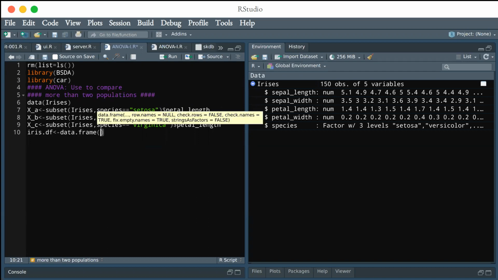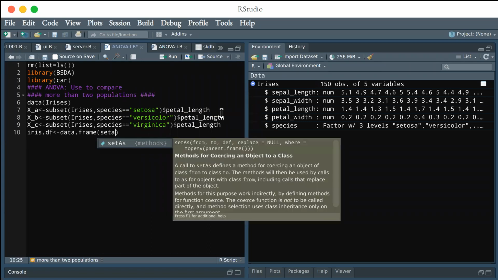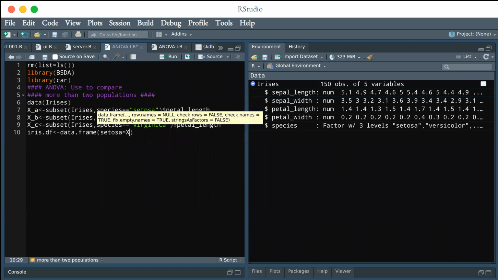I'm going to create a data frame. People who took my contact class probably remember this. So all I'm trying to do is subset and create a new data frame. There is a reason why I'm doing it this way.